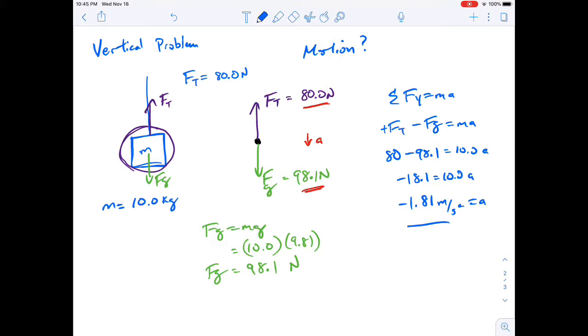And of course, in other problems I could ask part B, part C, how fast is it going after 3 seconds, and so forth. But I just wanted to illustrate a vertical problem like this. We'll talk about other types of vertical problems called apparent weight at a later date, but this is enough for now. Next set of problems, we're going to start working things at angles. Fun times.